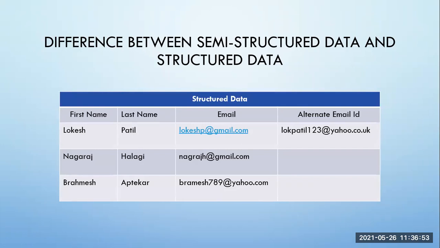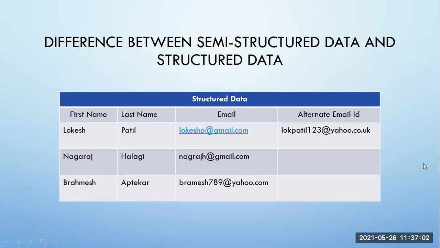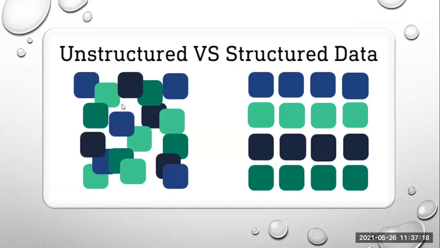So first name, last name, email, alternate email ID. Why alternate email ID? Because we had two email IDs for Lokesh. तो उसके लिए भी कुछ तो information देना पड़ेगा ना. That's the reason. Lokesh, second, last name is Patil. Email ID, first email ID, alternate email ID. In the same way, Nagaraj Halgi, this is what we have to prepare in our own structured way here.